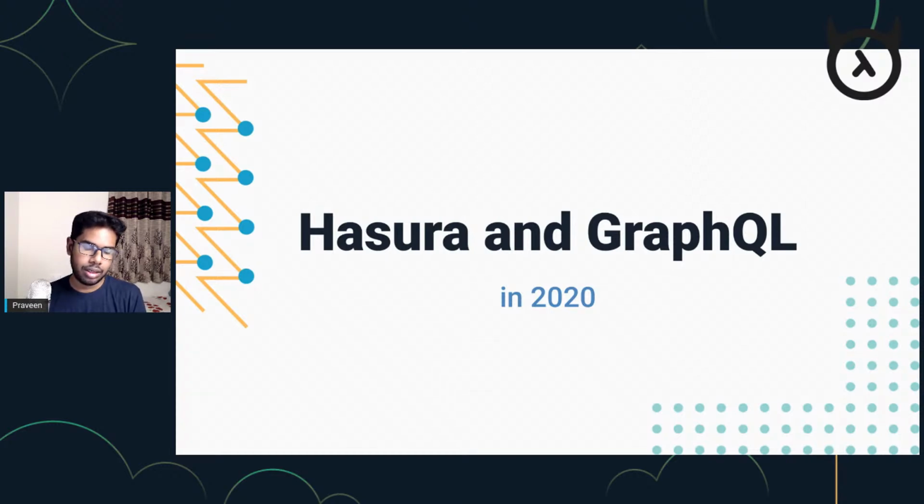So, the first one for this year, I was thinking we can go over the journey of Hasura and GraphQL in the last year in 2020, how the product evolved on the open source community and also on the cloud front, right?